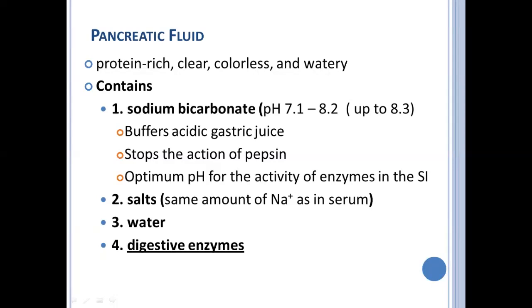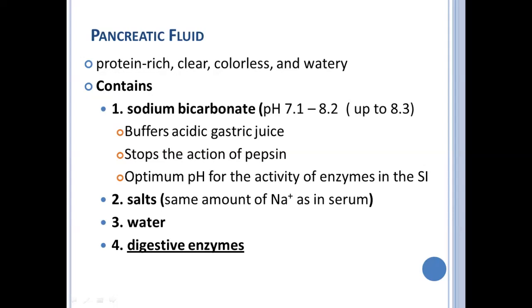So the tissues in our duodenum are not like those in our stomach that can withstand great acidity, high acidity. Okay, so that is why there is sodium bicarbonate. That is its job. So, its purpose, again, this serves as a buffer, okay? This is to buffer the acidic gastric juice coming from the stomach, okay? And this is to, of course, inactivate the pepsin from the stomach.